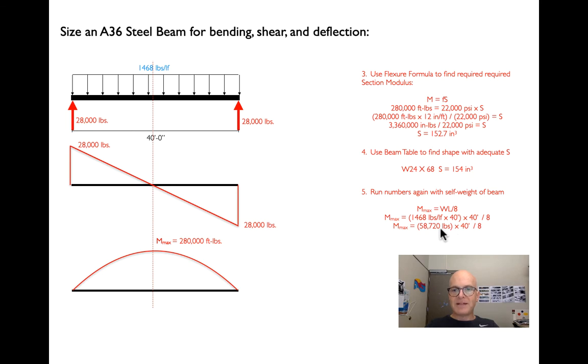So 58,720 times 40 feet is 2,348,000 foot-pounds. We divide that by the constant 8. That just comes from the formula. It's given to us in the chart. And we end up with a maximum moment of just over 293,000 foot-pounds.